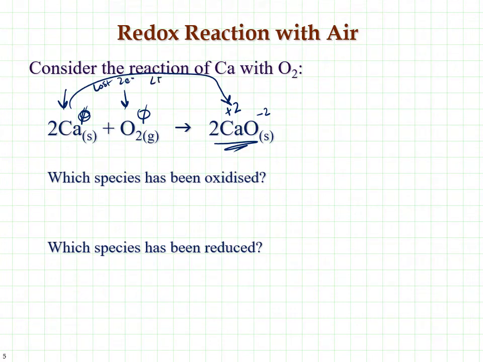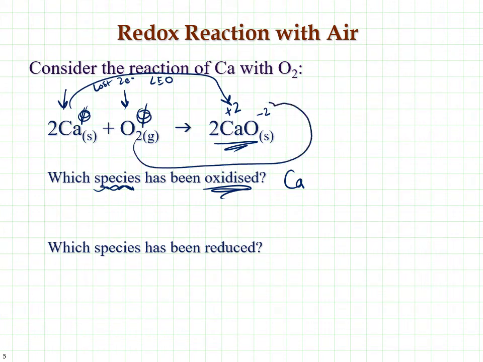If you lose electrons, you are oxidized. Which species, and I know that's usually a biology word, but we can use it in chemistry as well, was oxidized? Calcium. Calcium was oxidized. Which species was reduced? Well, oxygen went from a 0 down to a -2. That charge went down from 0 down to -2, and it did it because it gained 2 electrons. Which species was reduced? Oxygen was reduced.